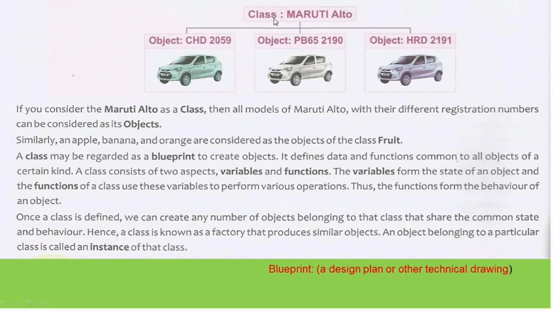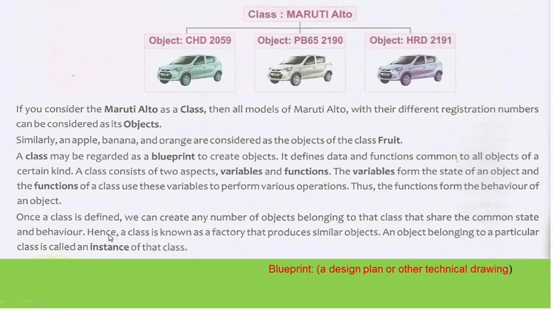So an object belonging to a particular class is called an instance of that class. Instance means example. Okay, so for example, banana is an example of the class fruit. Apple is another example of the class fruit. So we can also say that apple is an instance of the class fruit. So an object belonging to a particular class is called an instance of that class.